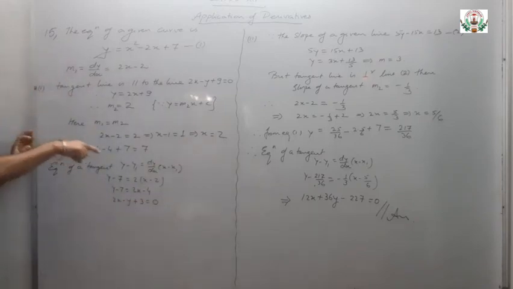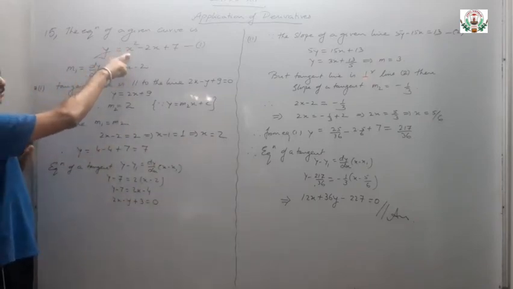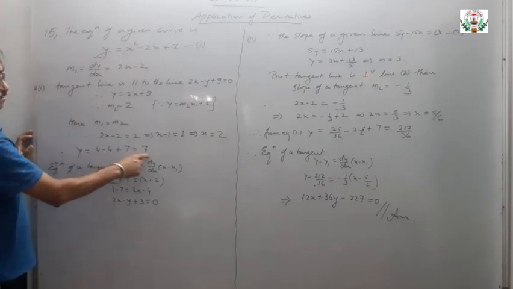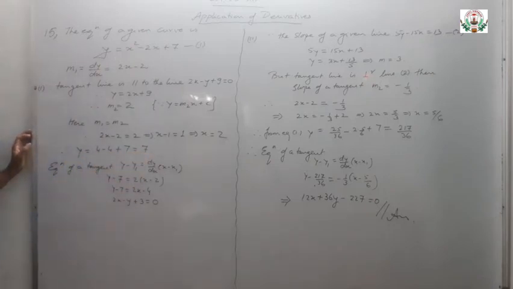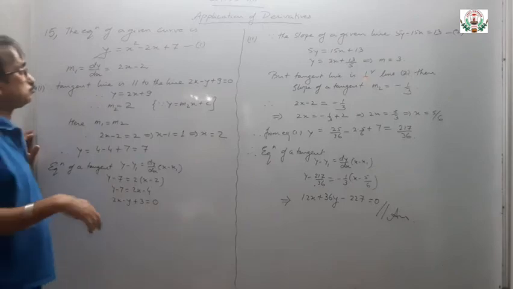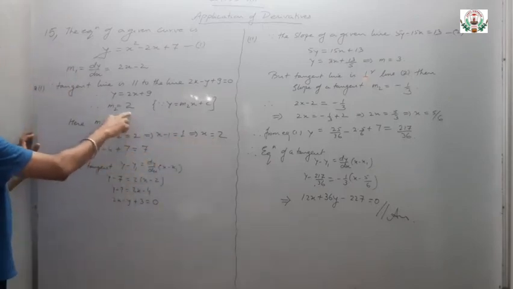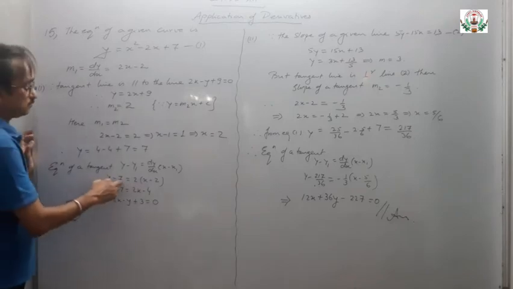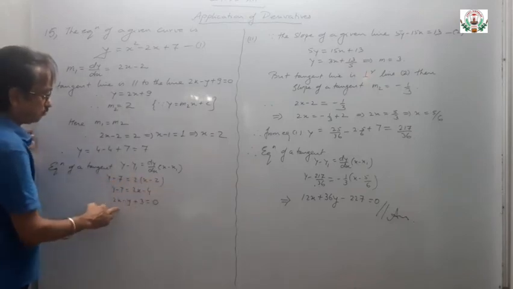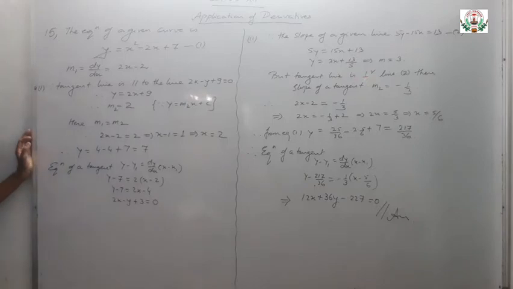This value of x I have substituted in equation number 1 to get the value of y, that is 7. Now the equation of the tangent line passing through the point (2, 7) and whose gradient is 2 is y minus 7 equals 2 into x minus 2. Final answer: 2x minus y plus 3 equals 0.